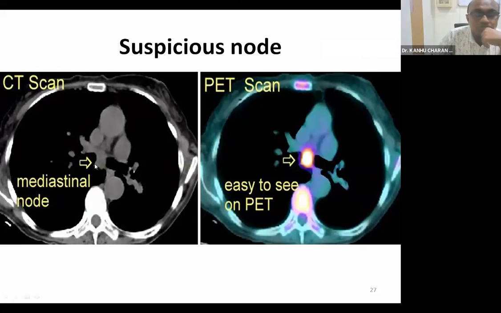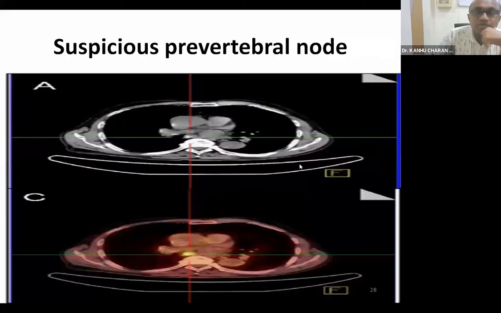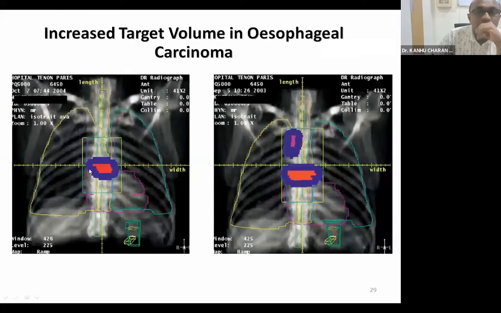So if there is a suspicious node that you are not able to find, you can see the mediastinal group of lymph nodes easily in the PET. If there is a paravertebral node here, you can see this paravertebral node is suspicious and it is there. Sometimes PET is also helpful to increase your target volume if there is a suspicious node. You can see on the left and right, because of the PET CT, a small node is defined, so you have to increase your target field borders.